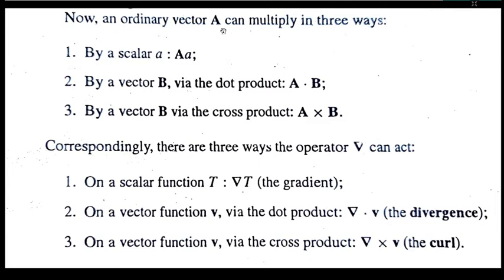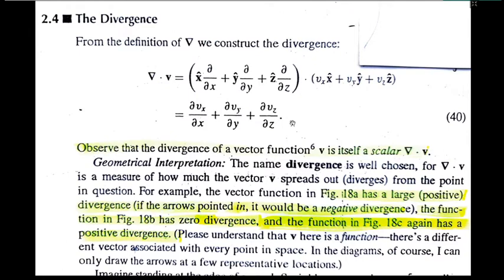Suppose you have a vector A and that vector A is multiplying with a scalar quantity, so it would be written as A into small a. Now you have a vector A and a vector B and you want to make a dot product, then you can write A dot B. If you want to take a cross product, you can write A cross B. This is everything you had learned in your 12th grade.